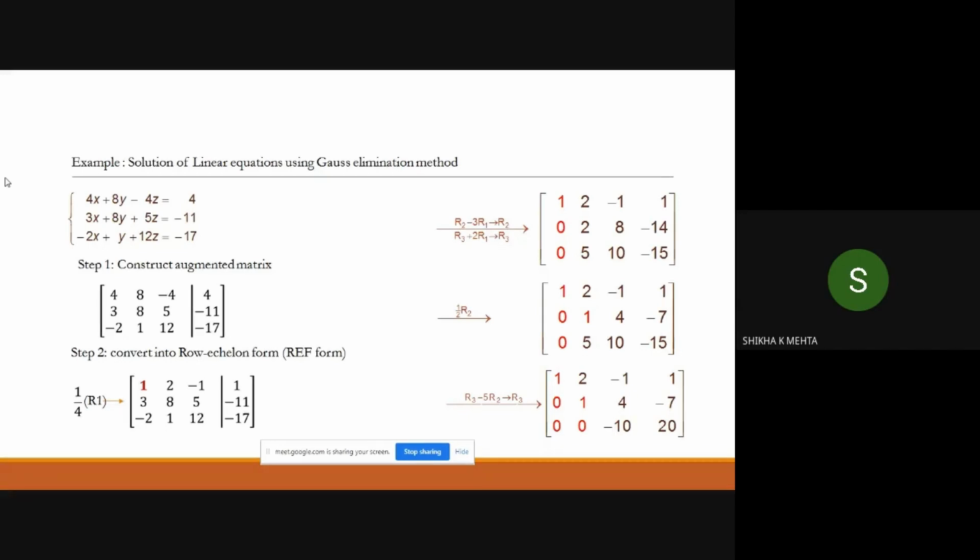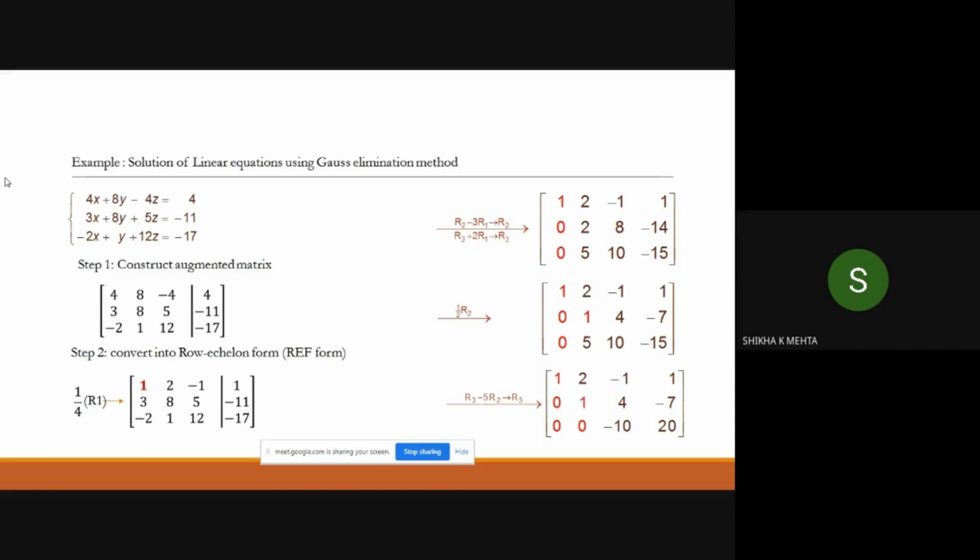So what do we do when we use the Gaussian elimination method? First of all, from the given set of equations, we compute the augmented matrix. After computing the augmented matrix, we convert this matrix into the row echelon form. Now for converting this into the row echelon form, let us see the operations that we are following.